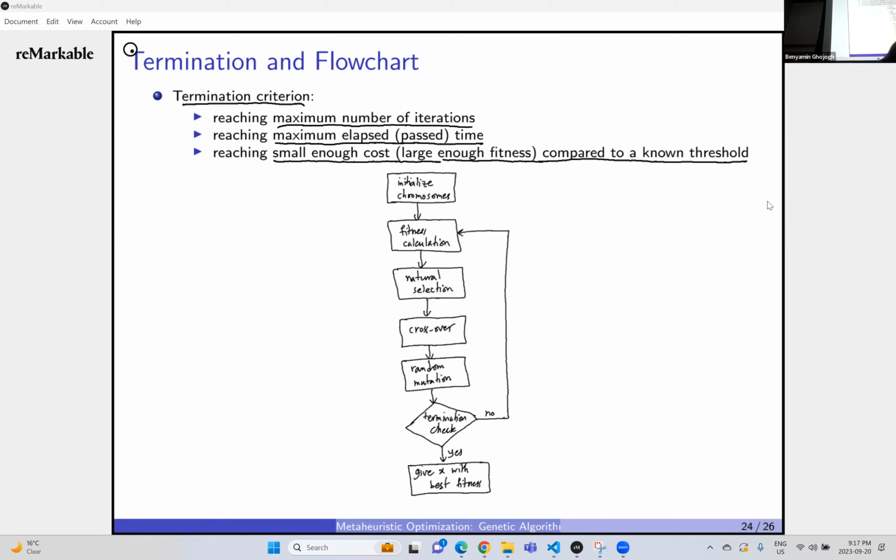Okay. By the way, you also understood that the crossover and the mutations had different variants, and some of them had different hyperparameters. So these are chosen by the user, right?